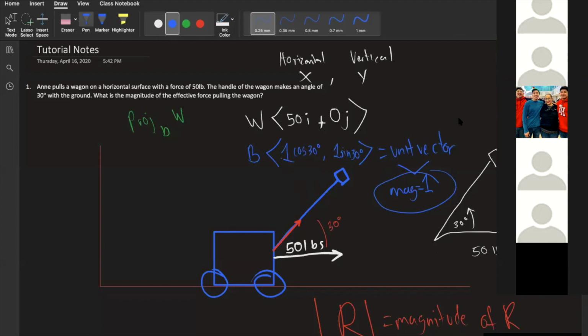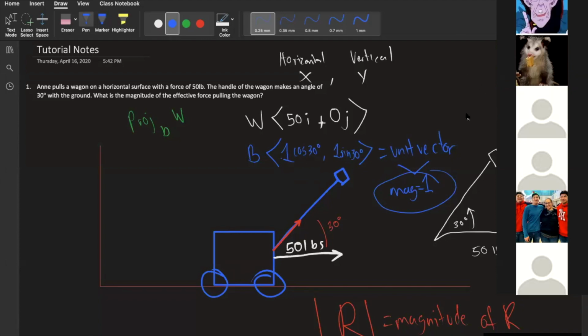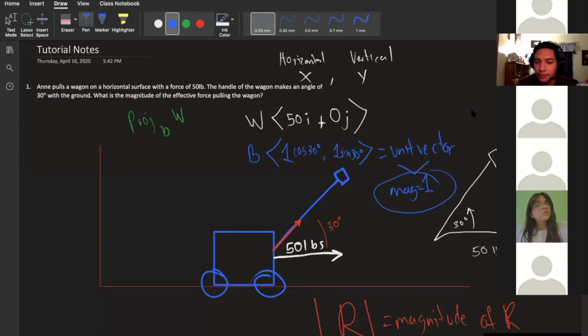Do you always have to times it by the cosine and the sine? Yes, because that's the formula to get your component. So whenever they give you an angle, Lauren, it's always cosine times whatever angle they give you, and then sine times whatever angle they give you. And that was explained in the first video on vectors that we went over. Oh, okay. All right.